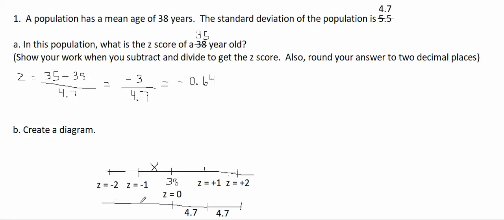And let's label these distances, because if you start at 38 and you go 4.7 lower, you're going to get to this point right here. And if you go down another 4.7, you get to this age right here.